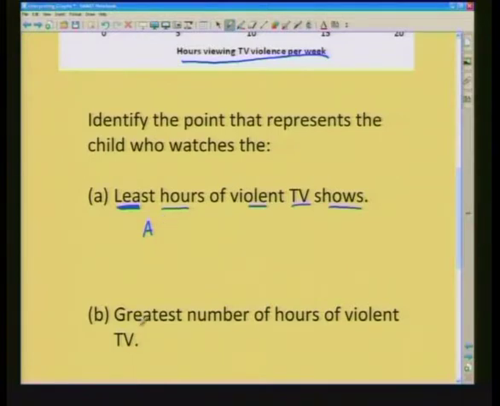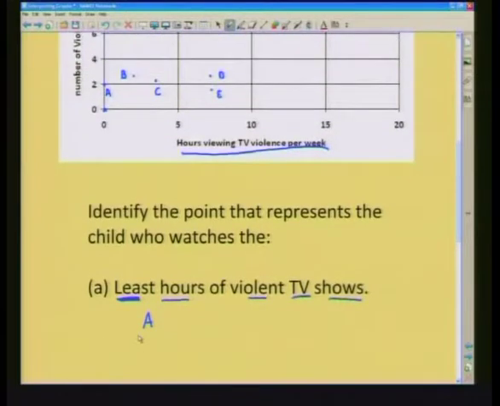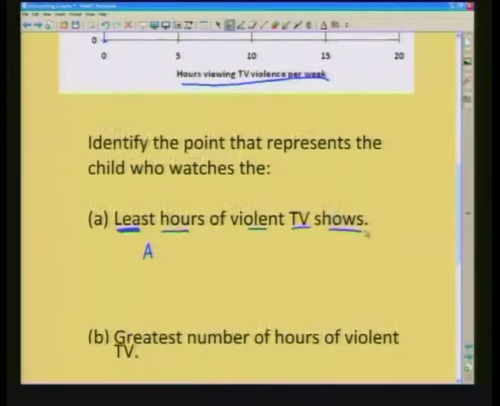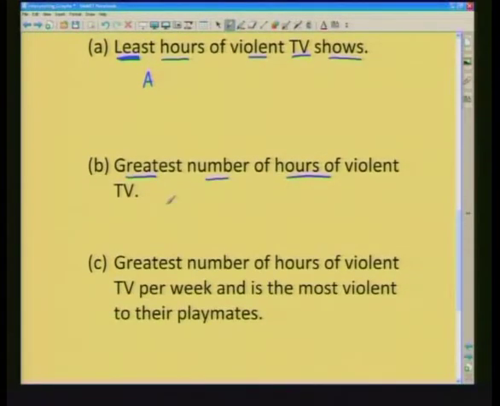The next part would like the greatest number of hours of violent TV. So there, once again, we are talking about the x-axis, the one that would be the furthest away from 0. So I see that that will be at the point I, because that child, child I, watches the most amounts of violent TV compared to all the other points. So all the other letters, I, that's the one that's furthest away from 0.